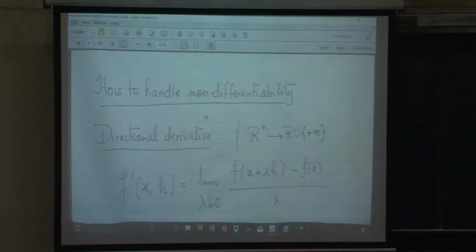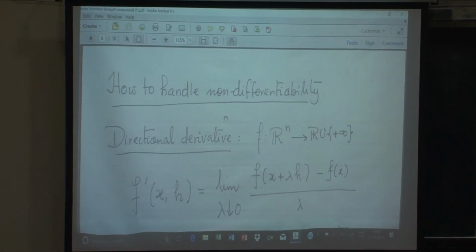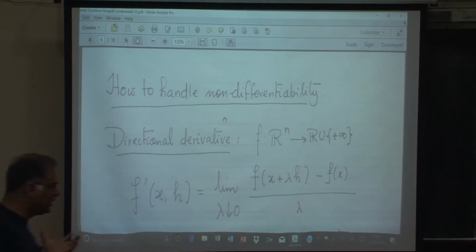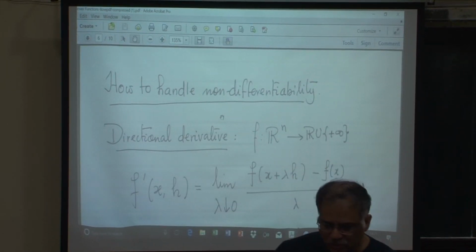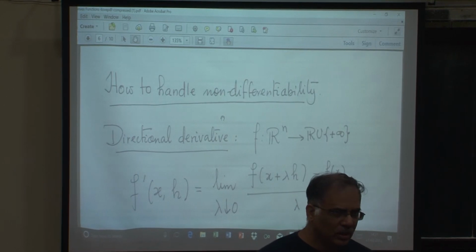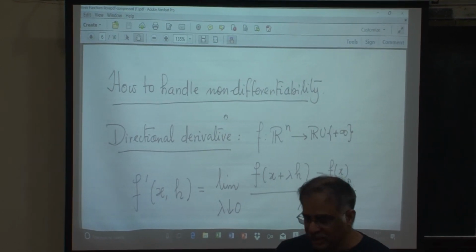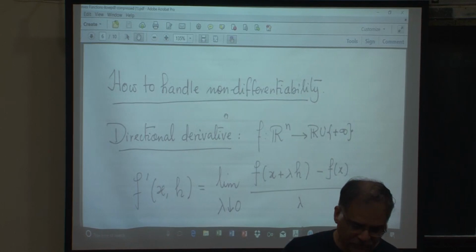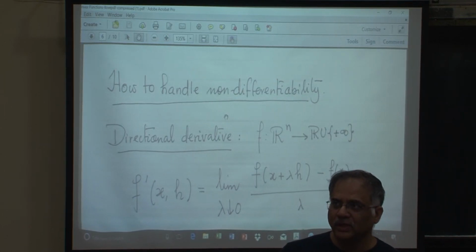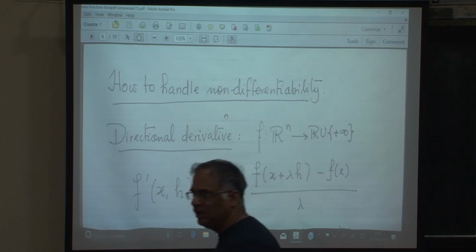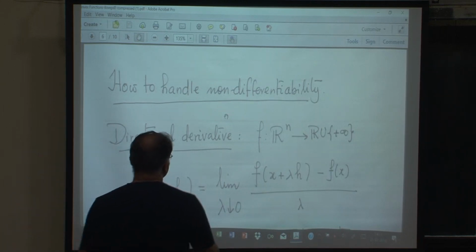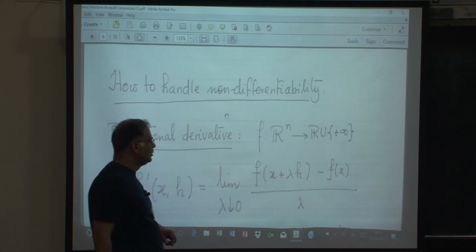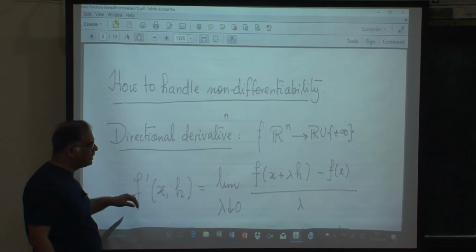So now we come to this core issue of handling non-differentiability, because as we have shown through examples, convex functions are differentiable almost everywhere, but non-differentiable at a few points, and particularly they are non-differentiable at points where the problem has a minimizer. So one important definition is that of a directional derivative.